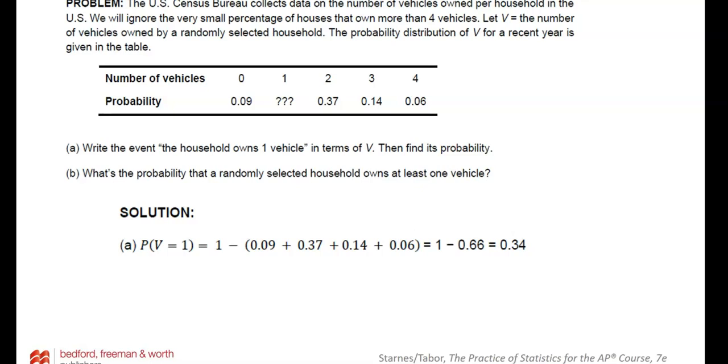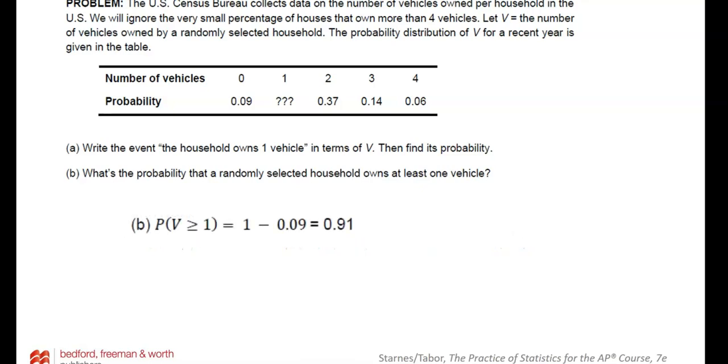So now it's a valid probability model because all the values are between 0 and 1, and they add up to 1. What's the probability the randomly selected house owns at least one vehicle? At least one includes 1. So you're going to add up 0.34 plus 0.37 plus 0.14 plus 0.06.